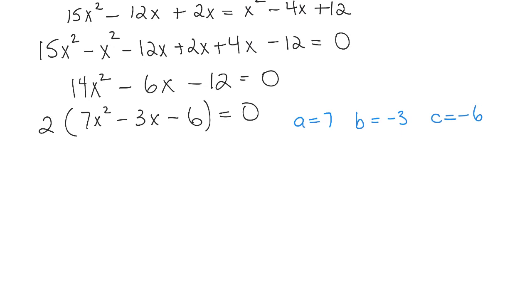So at this point, go ahead and pause the video. Try inputting your values of a, b, and c into the formula and see if you can come up with the answers for x. When you're ready, come back to see the full solution.